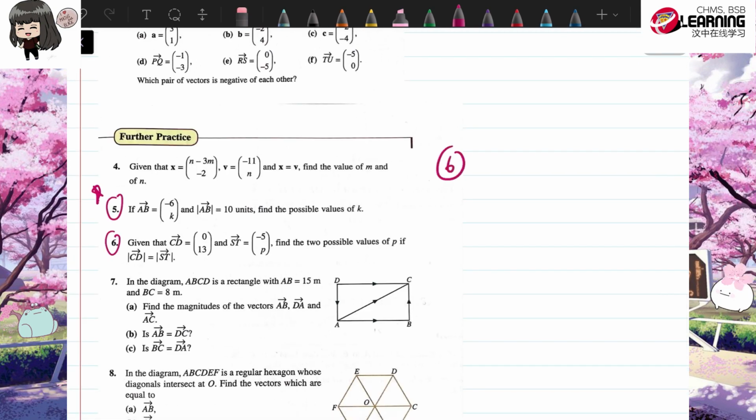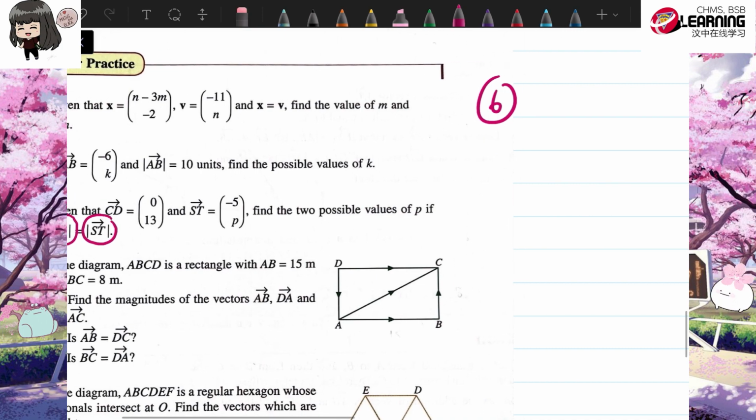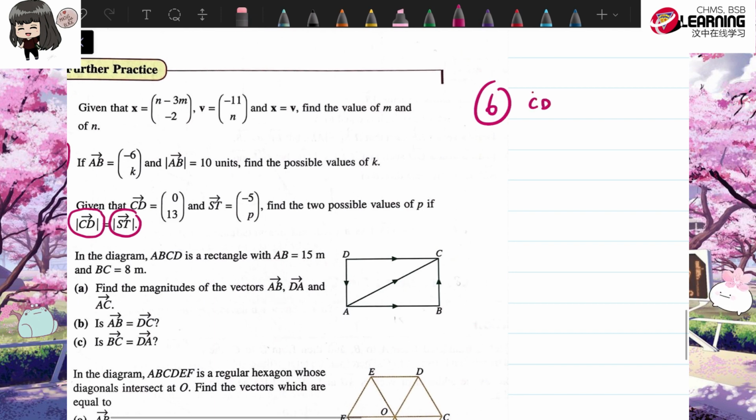Okay, I will be doing question number 6 for you to see. Okay, so CD equals to this. This is the column vector of CD. This is the column vector of ST. And find the two possible values of p if, okay, this is the magnitude of CD and equals the magnitude of ST. Okay, magnitude of CD is equal to the magnitude of ST.